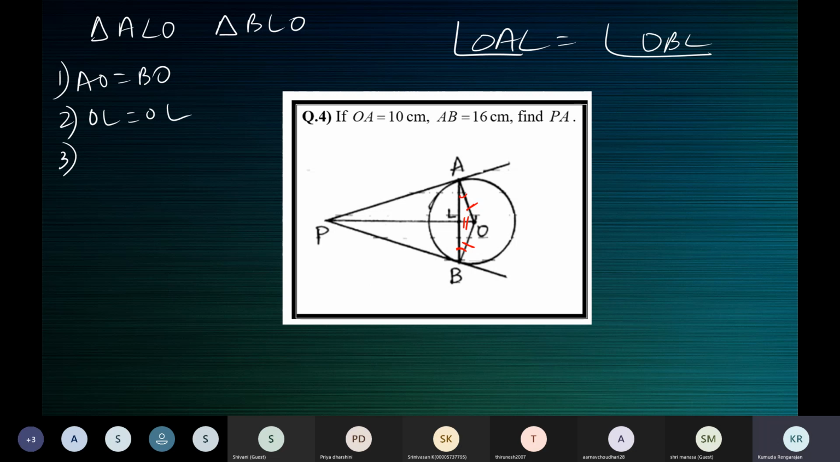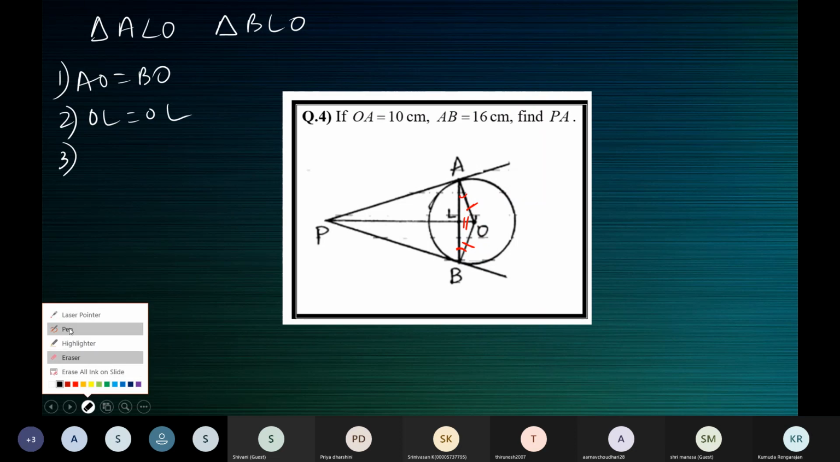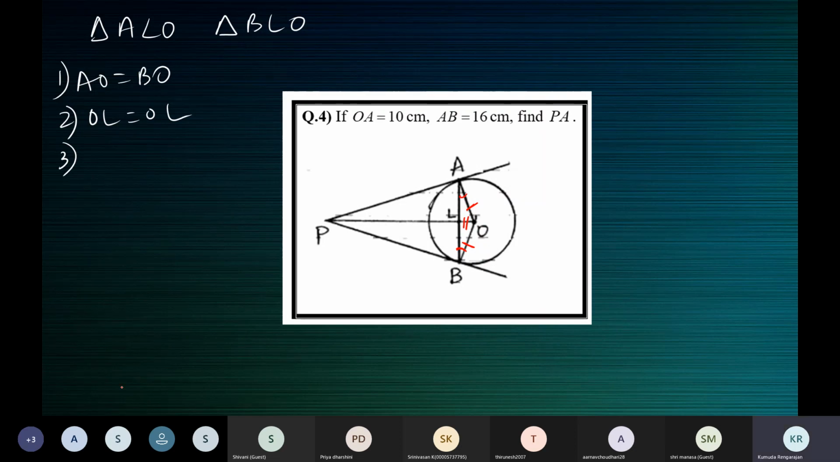That's SSA. Angle OAL is equal to angle OBL is true. But this equality will not give us a valid congruence rule. So though this equality is true, we cannot use it. Okay, so it is this.